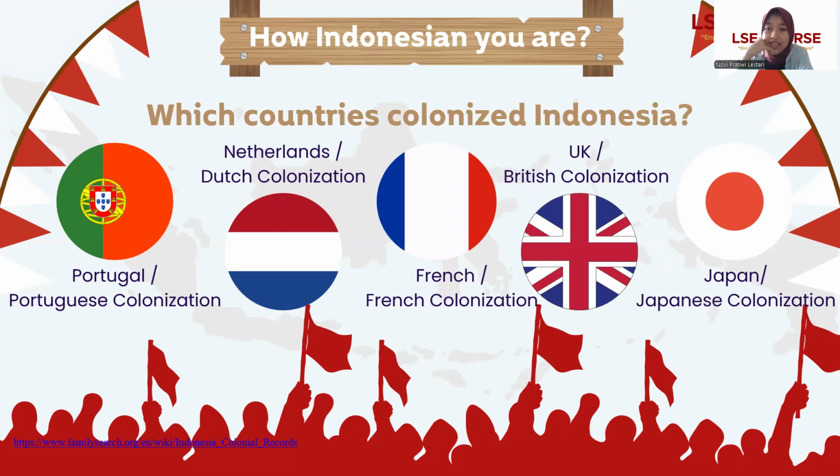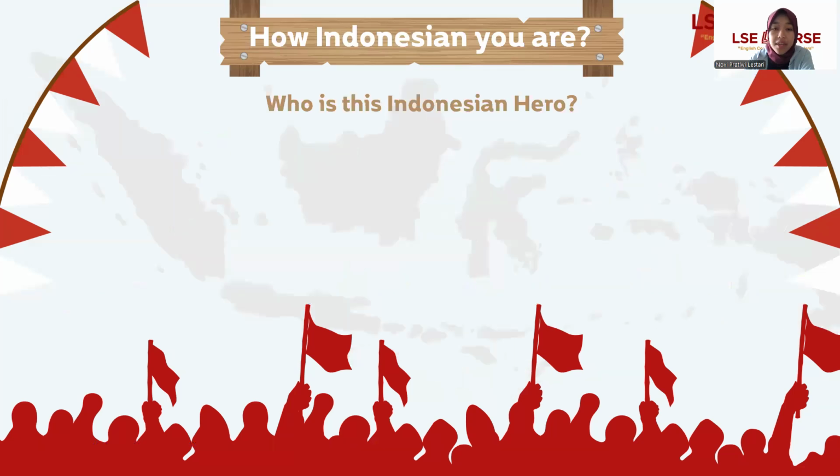It's quite difficult, right? Okay, Japan. I think Japan was included. Okay, and others, what do you think? Okay, so all of these countries colonized Indonesia. Wow. So it started from Portuguese or Portugal and then Netherlands, after that French, UK, and the last is Japan. Wow, that's a lot, right? That was a lot. Okay, the next one.